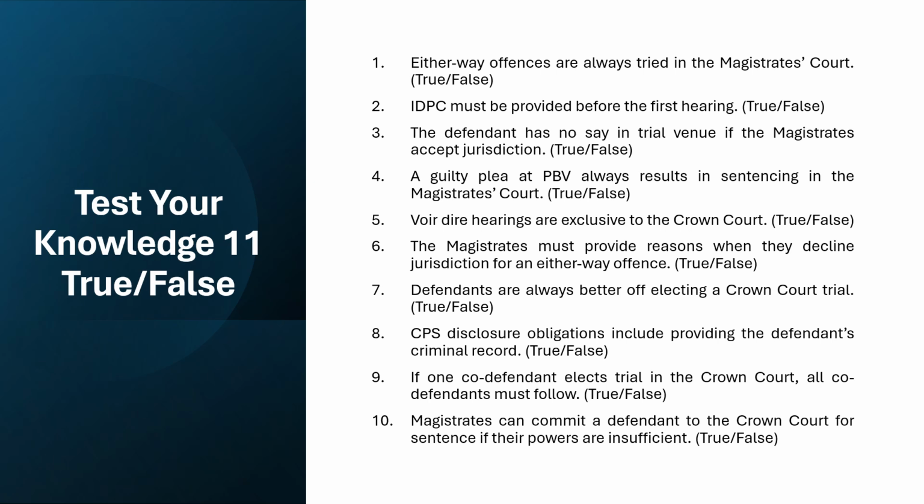5, voir dire hearings are exclusive to the Crown Court. Is that true or false? 6, the magistrates must provide reasons when they decline jurisdiction for an either way offence. Is that true or false? 7, defendants are always better off electing Crown Court trial. Is that true or false? 8, CPS disclosure obligations include providing defendants' criminal record. Is that true or false? 9, if one co-defendant elects trial in the Crown Court, all co-defendants must follow. Is that true or false? And 10, magistrates can commit a defendant to the Crown Court for sentence if their powers are insufficient. Is that true or false?